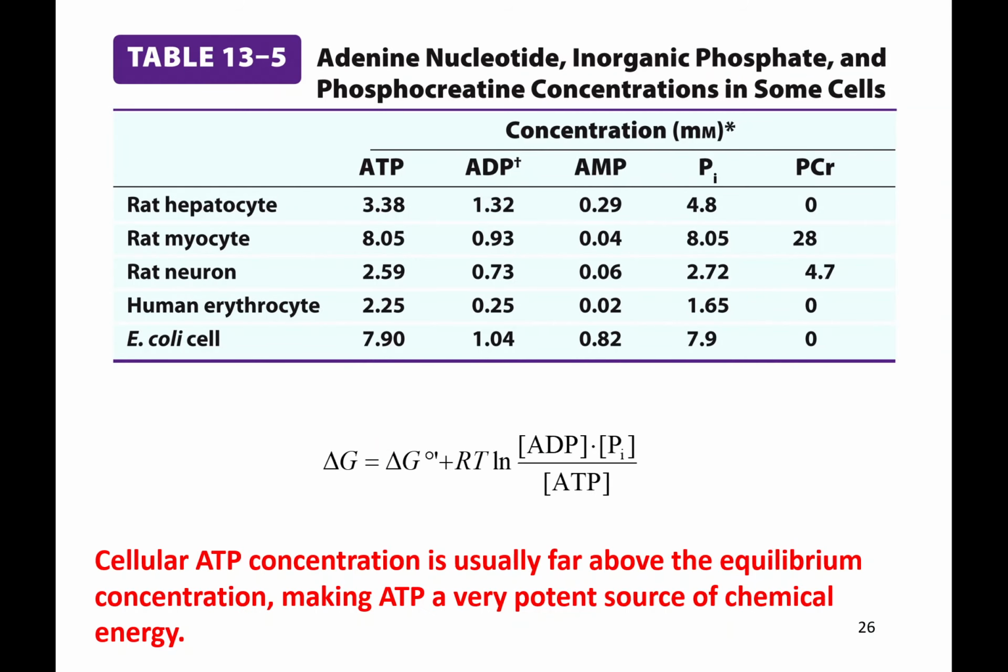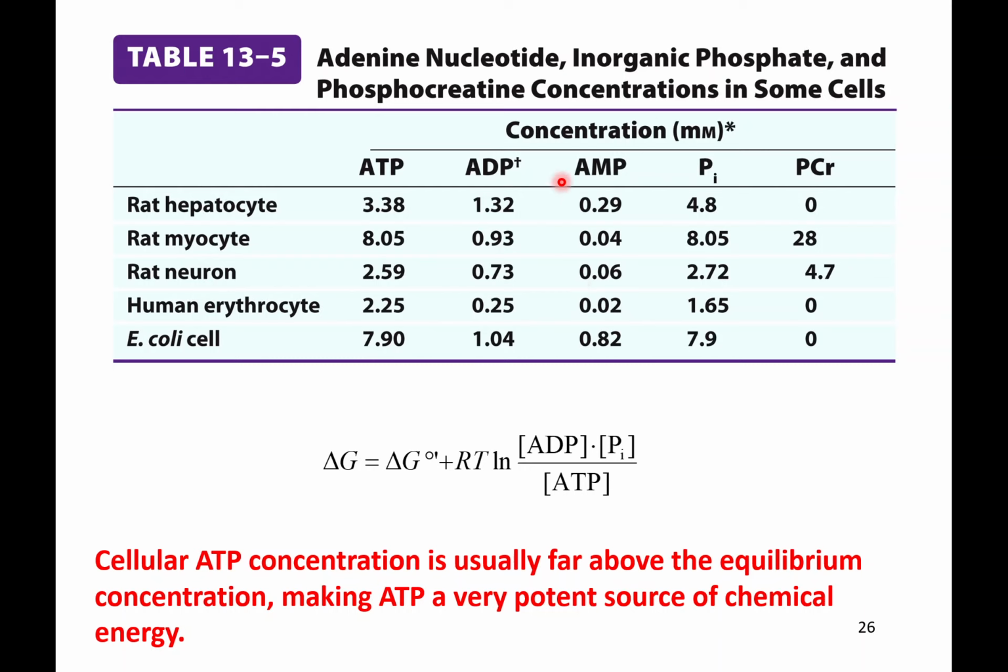Table 3.5 in the book shows some typical concentrations of these adenine nucleotides in different types of cells. If you're curious, you don't need to know these values. There probably is a homework question or two where you might have to look up the concentration of these in this table to answer, but you don't need to memorize these. What you will notice though, the ATP concentrations are generally pretty high.